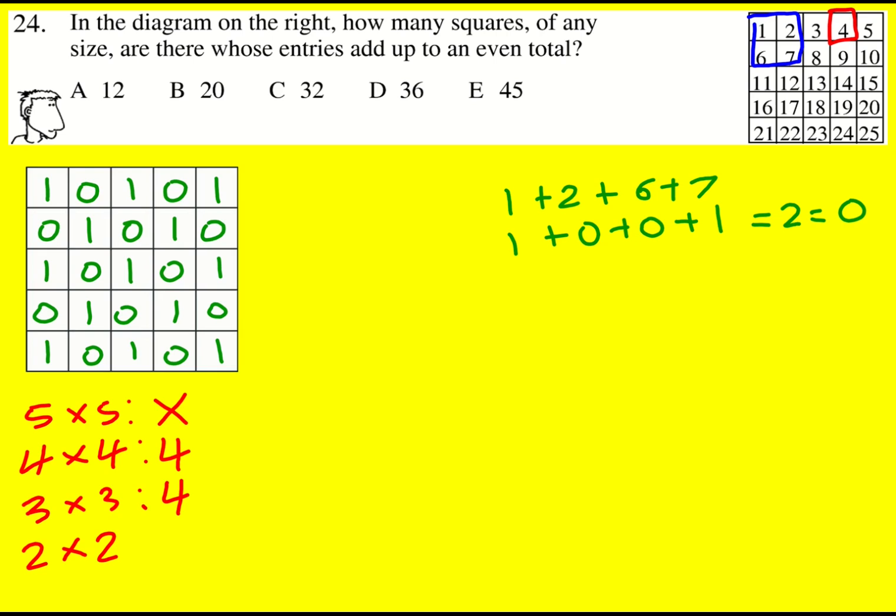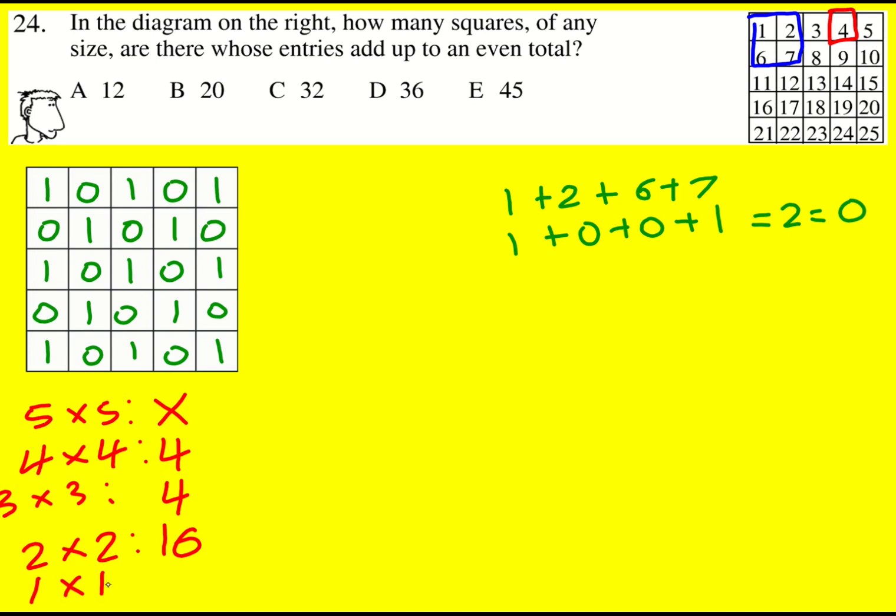2 by 2. Actually, every 2 by 2 grid is going to work. So I'm going to have 1, 2, 3, 4. And that was when I was using the top row. If I use the second row, I'll get another 4. Third row, another 4. Fourth row, another 4. So it's going to be 4 times 4, 16. Okay, if you want to be a bit more careful, you can imagine drawing boxes all the way around and see that it works.